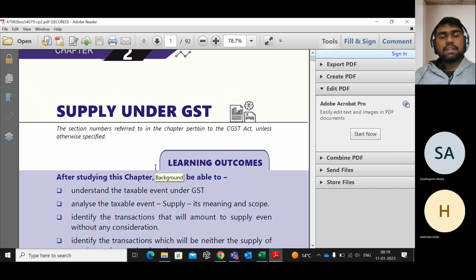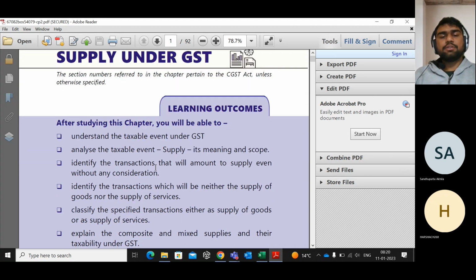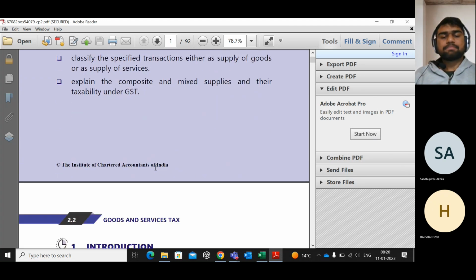How can we know whether it is an exempted supply or non-GST supply? For non-GST, there is an exclusive list. That means if it falls under certain categories, it will be treated as non-GST supply. That is Schedule 3. And there is an exemption list. If a particular supply falls under this exemption list, then it is treated as an exempted supply, and there will be no GST on that. So first we need to understand what is supply.